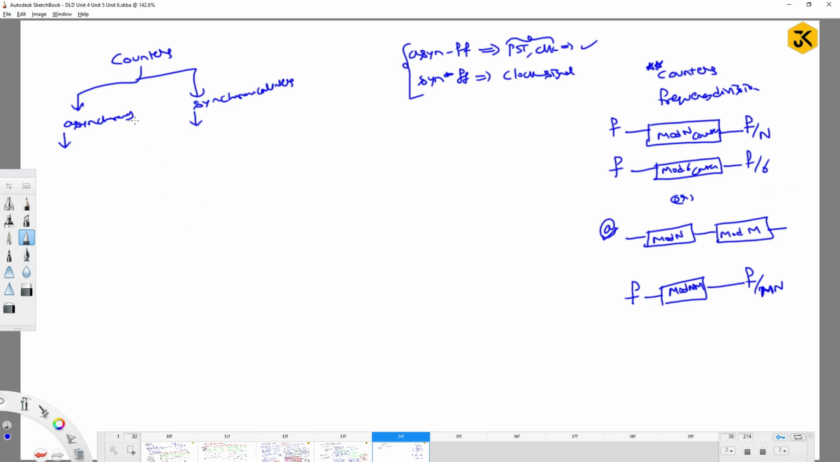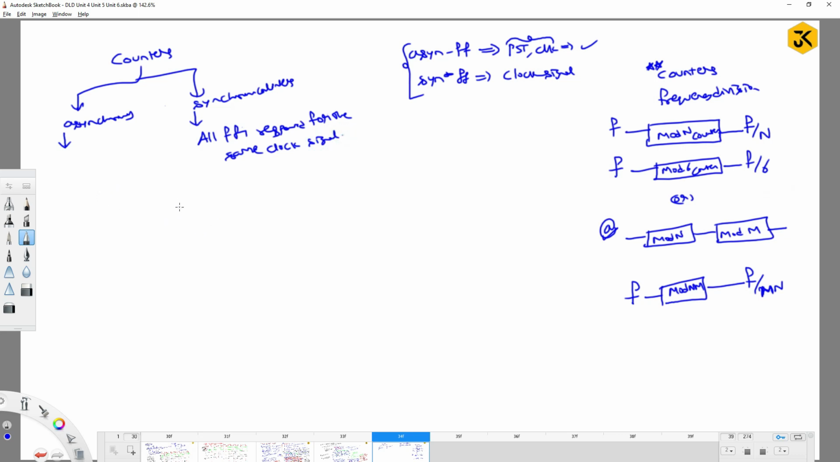Coming to synchronous counters and asynchronous counters: in synchronous counters, if all the flip-flops respond to the same clock signal, I can call it a synchronous counter.